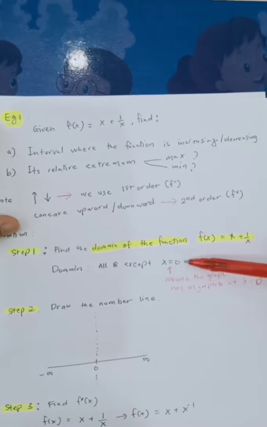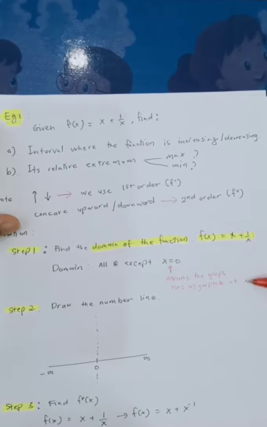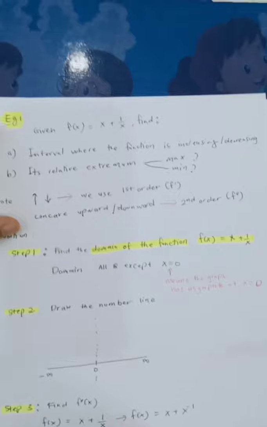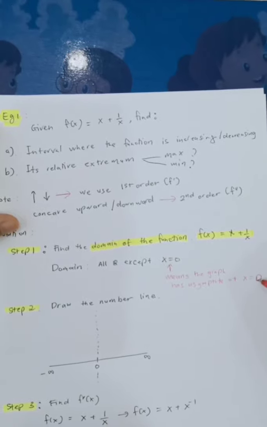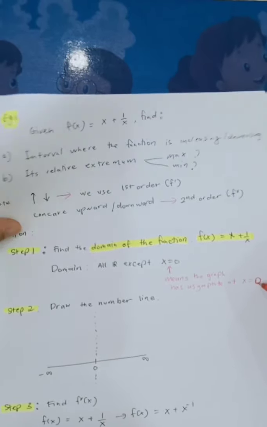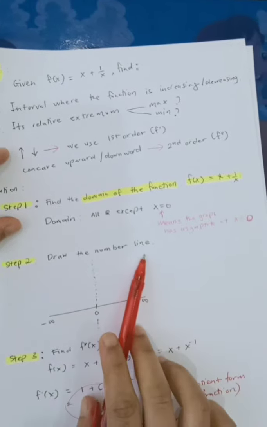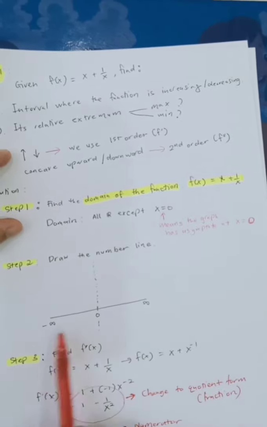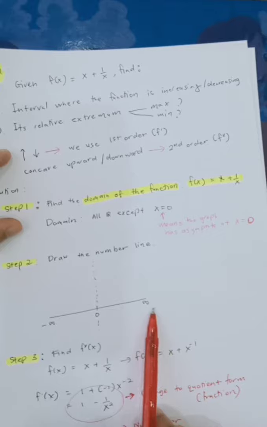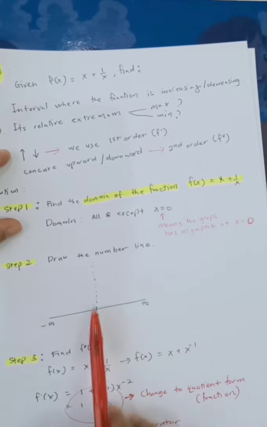What does it mean by x equals 0? It means that the graph has an asymptote at x equals 0. Step 2, you have to draw a number line. The number line goes from negative infinity to infinity. So 0 is our asymptote. We have the asymptote here.